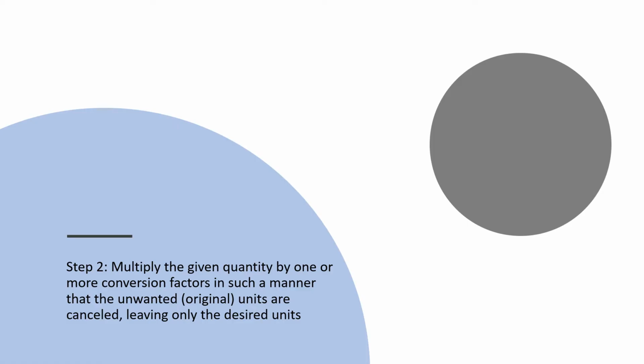Next, multiply the given quantity by one or more conversion factors in such a manner that the unwanted or the original units are cancelled, leaving only the desired units. So let's talk about conversion factors. When you say conversion factors, these are equivalents of units. So for example, you have 1 centimeter is equal to how many meters?